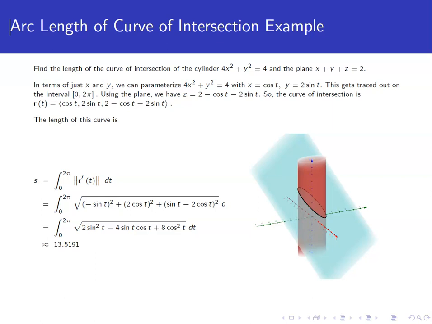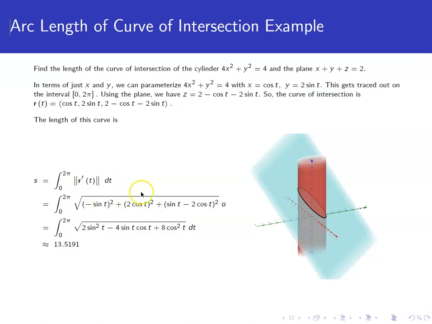In this video, we look at an example of finding a vector function that represents an intersection and then are being asked to figure out the length of that curve. So we were given the cylinder 4x squared plus y squared equals 4 and the plane x plus y plus z equals 2. So we want to parameterize the curve of intersection and then find the length of that curve.